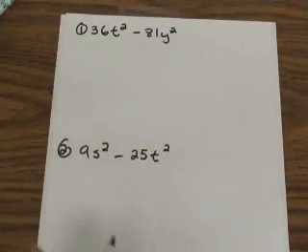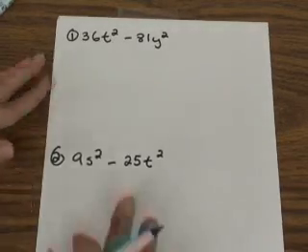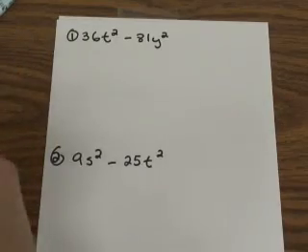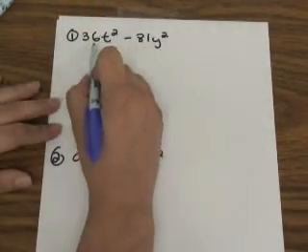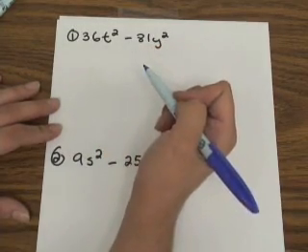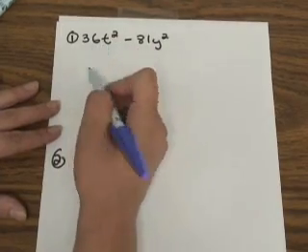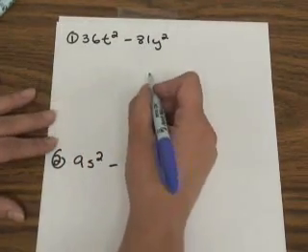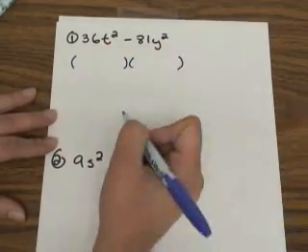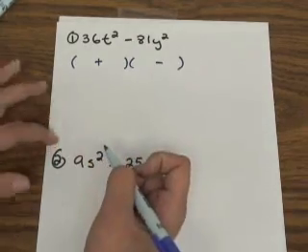But the problems on your test will be the difference between two squares. So here are some examples. First we want to make sure that it has all the characteristics that we need. Are there two terms? Yes, there's one here and there's one there. Is it a subtraction problem? Yes, it is. Do I have perfect squares? 36 is perfect, t squared is perfect, 81 is perfect, and so is y squared. So that means right away I know that I'm going to have two binomial factors. One's going to be plus, one's going to be minus. And then find the square roots.